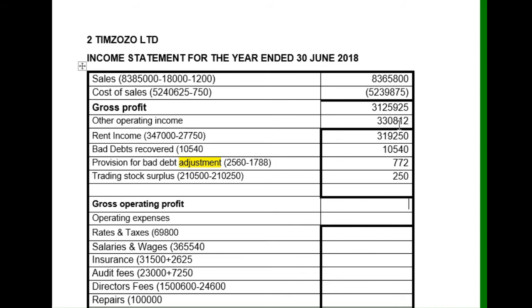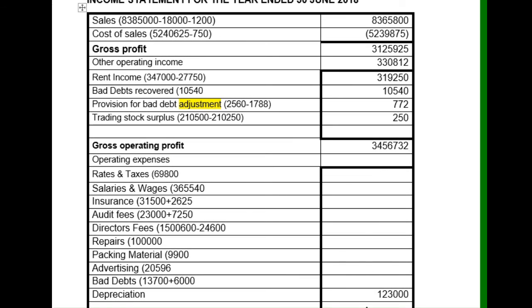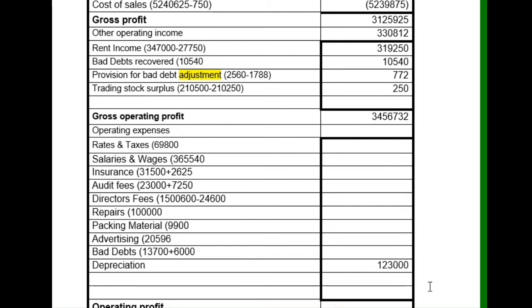Below the block will be the total of the item above the block and the previous total. So the previous total was that 312,5925 plus 330,812, and that answer I'll put in below the block, and that should give me 345,6732. I'm going to do the same. First calculate all the operating expenses, get a total, put it in above the block.